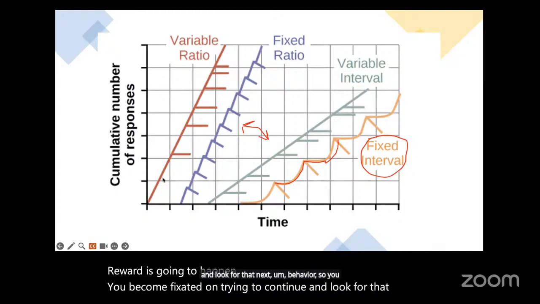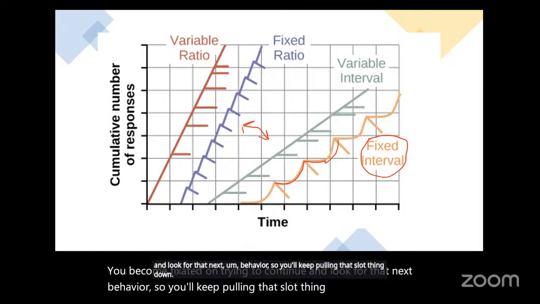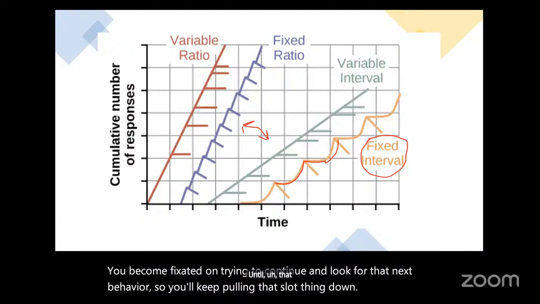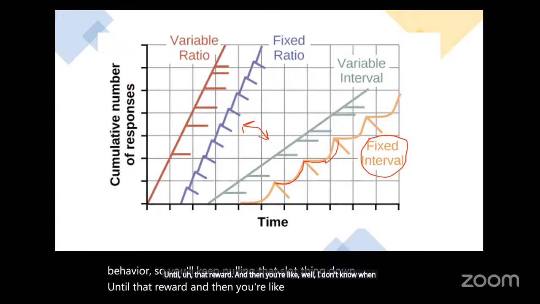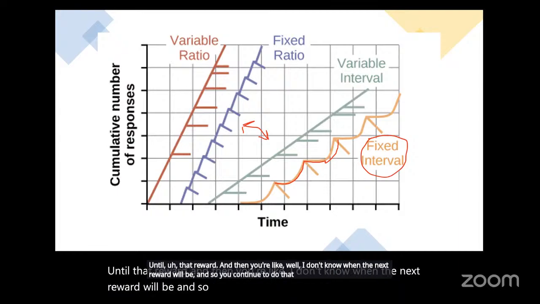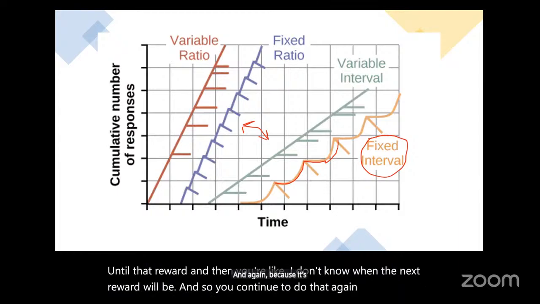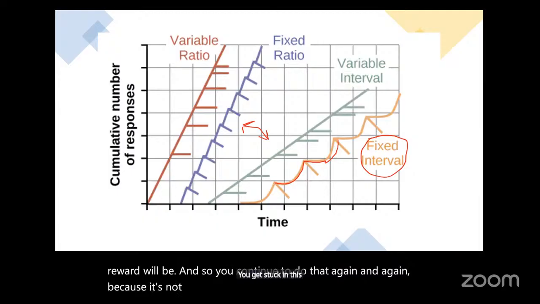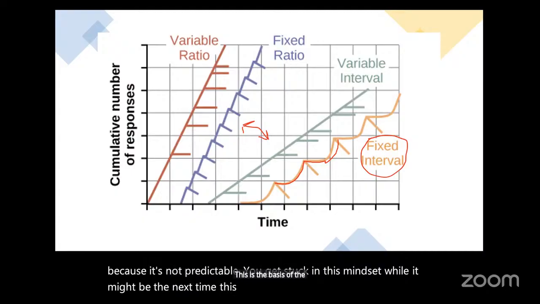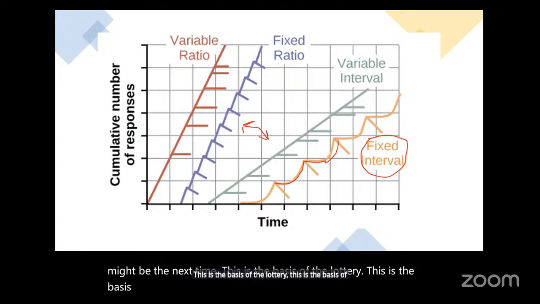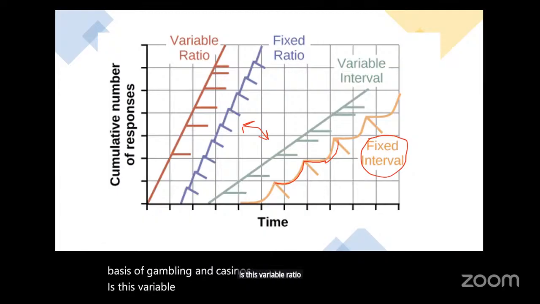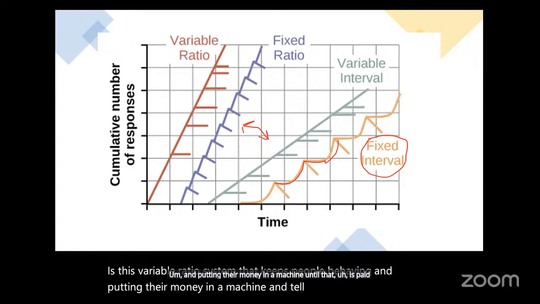So you'll keep pulling that slot thing down until that reward. And then you're like, well, I don't know when the next reward will be. And so you continue to do that again and again because it's not predictable. You get stuck in this mindset, well, it might be the next time. This is the basis of the lottery. This is the basis of gambling and casinos, this variable ratio system that keeps people behaving and putting their money in a machine until that is paid off somehow.